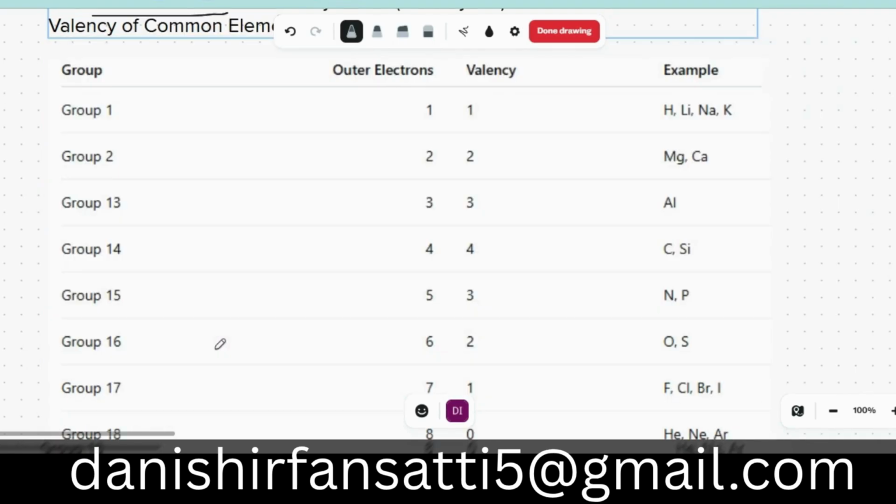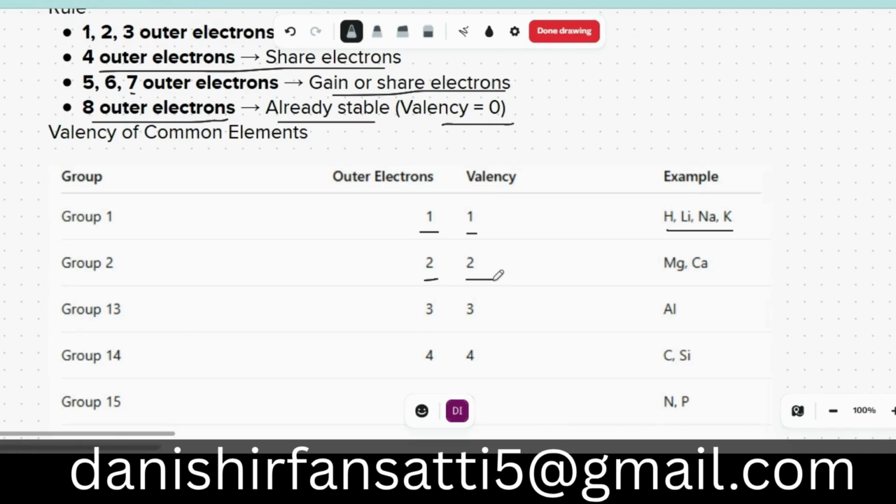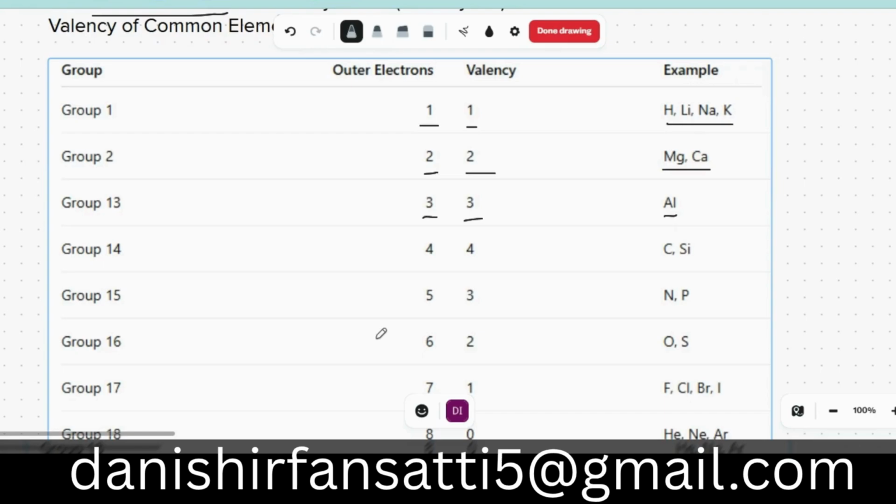Group 1 elements have 1 outermost electron, so valency is 1. For example, hydrogen, lithium, sodium, potassium. Group 2 has 2 outermost electrons, so valency is 2. Magnesium and calcium always have a plus 2 charge. Group 3 has 3 outermost electrons, so valency is 3. For example, aluminum. Group 4 has 4 electrons, so valency is 4. For example, carbon and silicon.